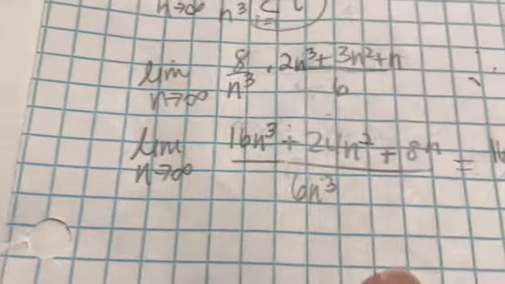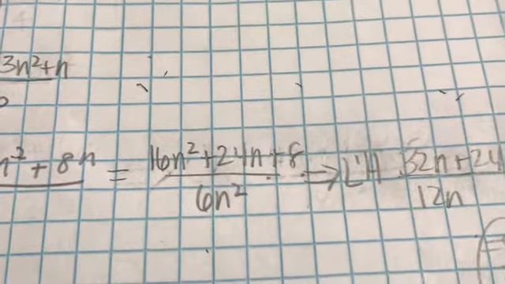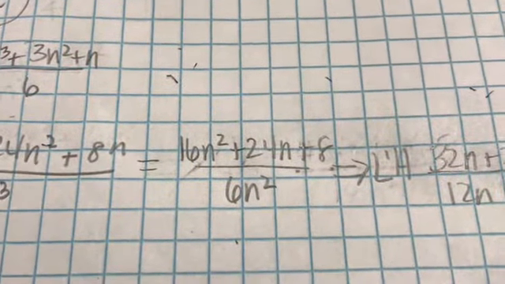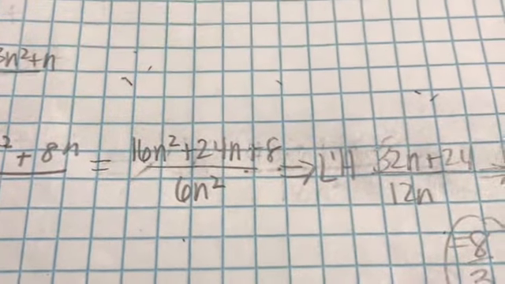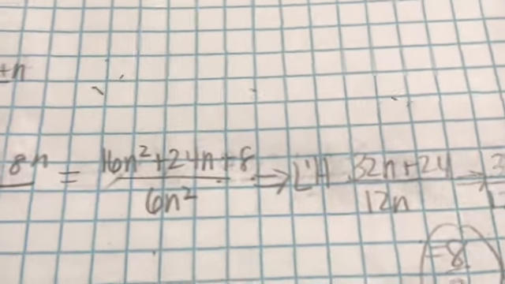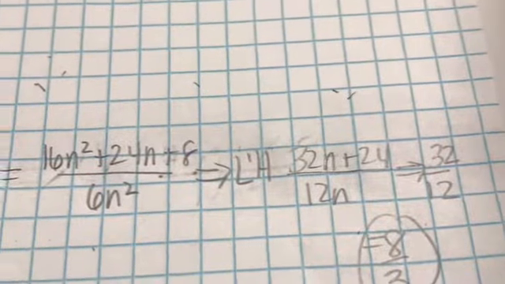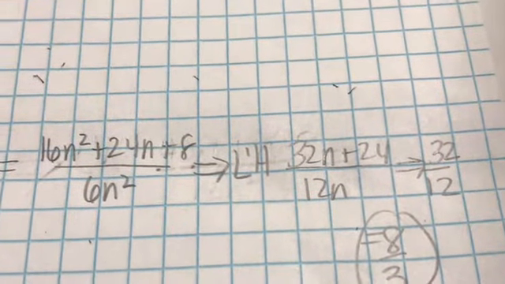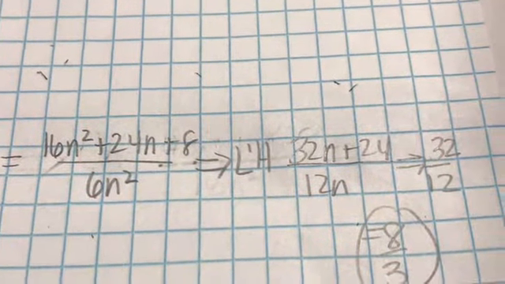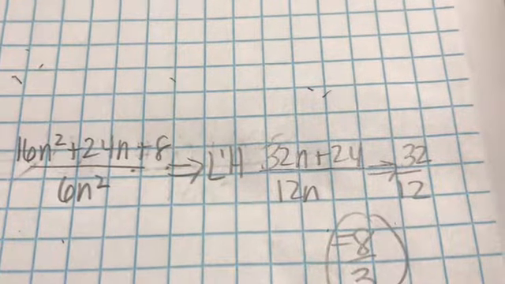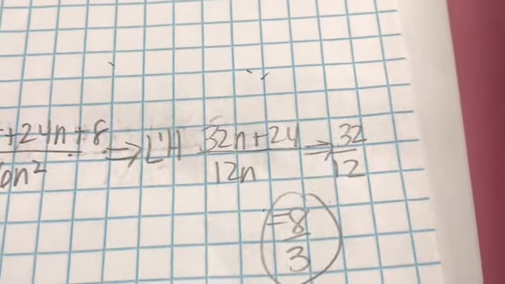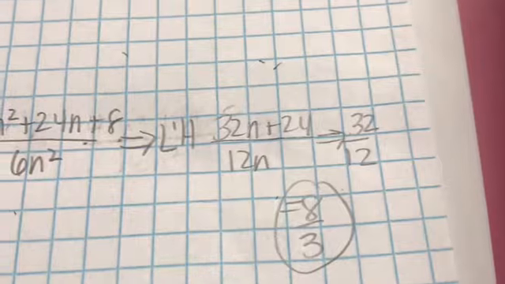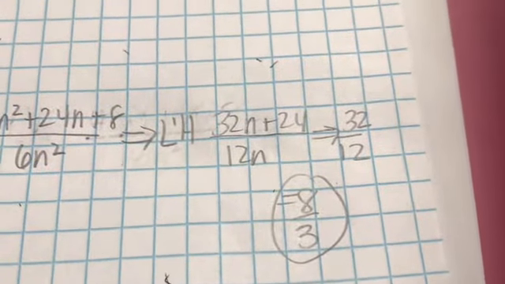Again, we're still applying the limit as n approaches infinity. So we still have infinity over infinity. So we're going to use L'Hopital's rule, where you just take the derivative of the numerator divided by the derivative of the denominator. So 32n plus 24 over 12n still is infinity over infinity. So apply the derivative again, and you get 32 over 12, or 8 over 3.